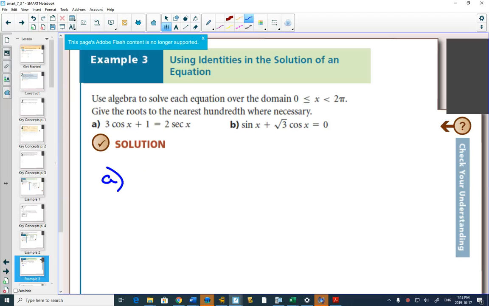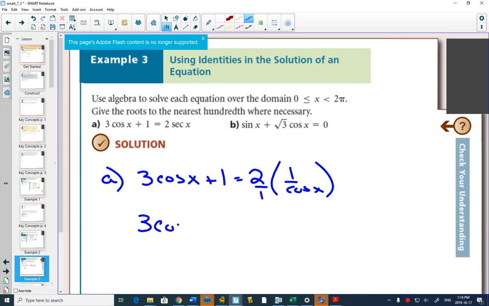In this first one, the question is, can I change everything to be cos? Yes. 2 times secant would be 2 times 1 over cos, and 2 is 2 over 1. So we can change the equation to just have cos. Now we have to think about all of our equation solving in the past, and we have a cos x in the denominator of an equation. Do you remember what you did in the past when you had x's in the denominator?